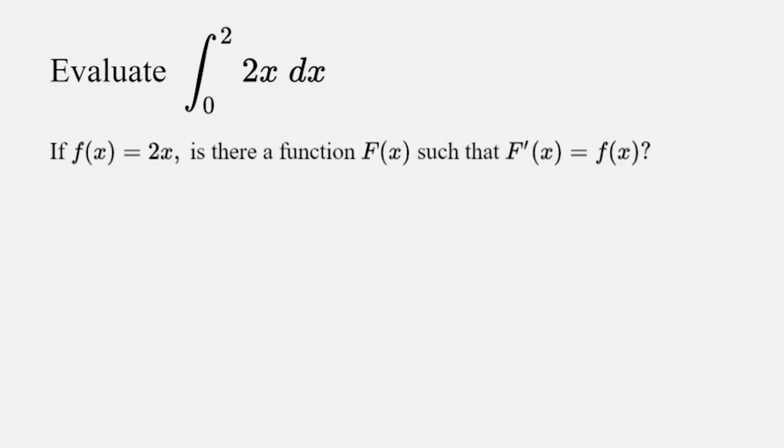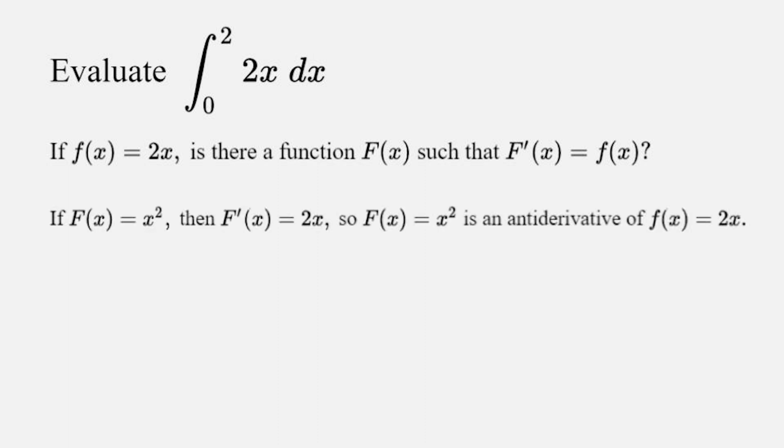And to use the fundamental theorem of calculus, I have to find a function such that its derivative is equal to 2x. That would be the antiderivative of 2x. And is there such a function? And the answer is yes. That function is x squared. If I take the derivative of x squared, I get 2x, and so x squared is an antiderivative of 2x.